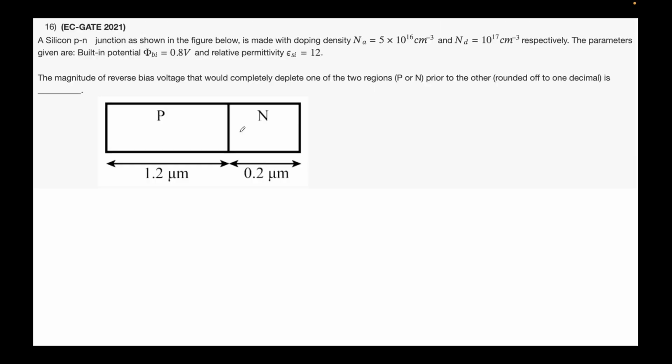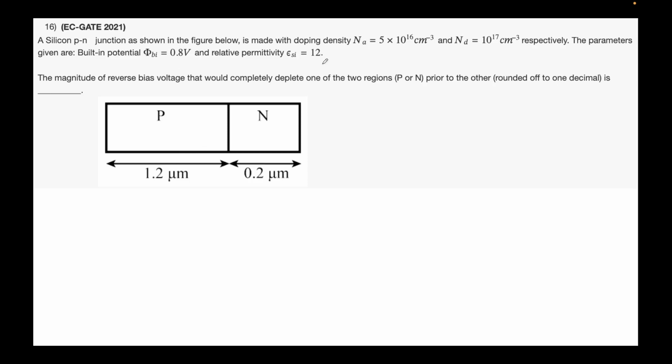All right, then let's go ahead with the last problem of the day. Again, this problem was asked in GATE 2021. A silicon p-n junction is shown in the figure below, made with the densities given on the p side and n side. You can see that p and n are of different lengths, 1.2 micron and 0.2 micron respectively.